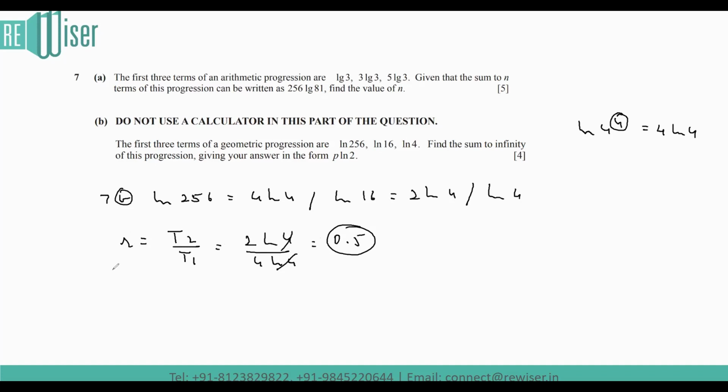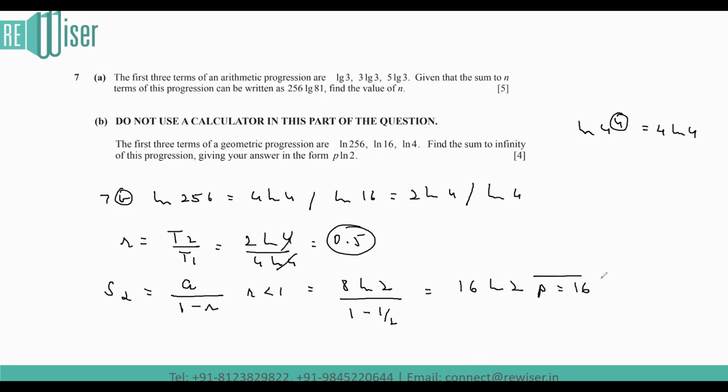Now the sum to infinity formula for a GP series is a by 1 minus r, for the value of r less than 1. Since here the value of r is 0.5, we'll be using this formula. So 4 ln 4 can also be written as 8 ln 2, divided by 1 minus half, that's the value of r. So that can be written as 16 ln 2. The value of p that we got is equal to 16, and that's the final answer to this question.